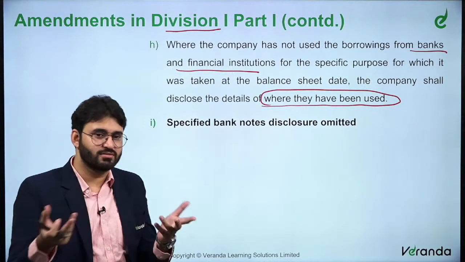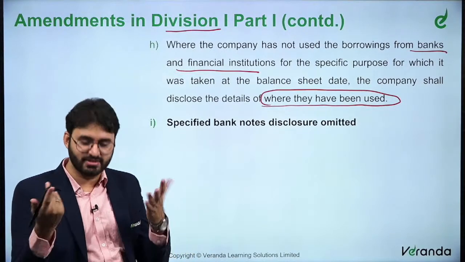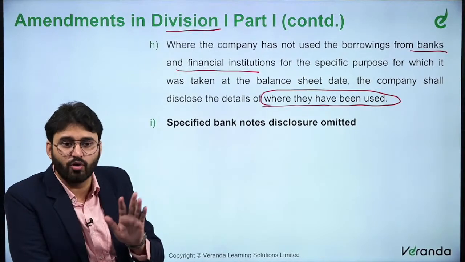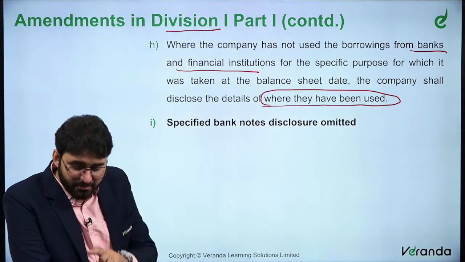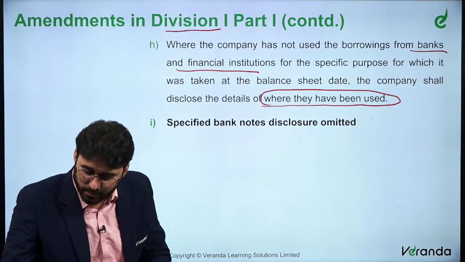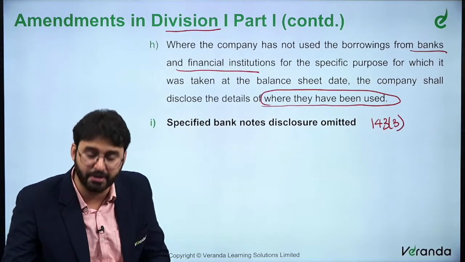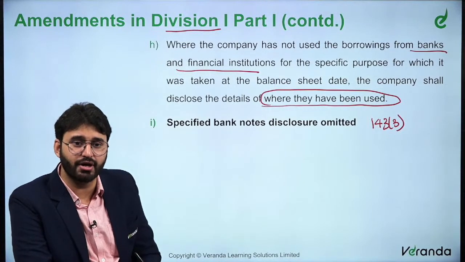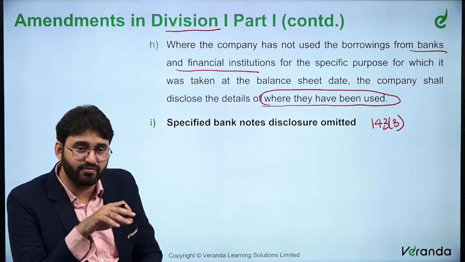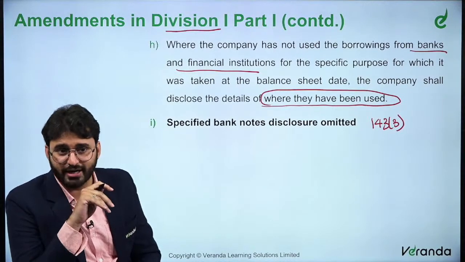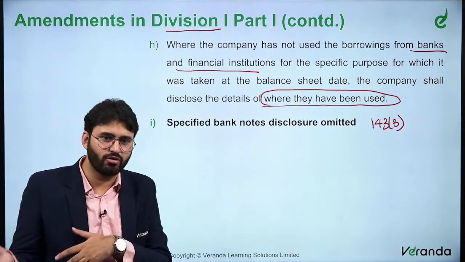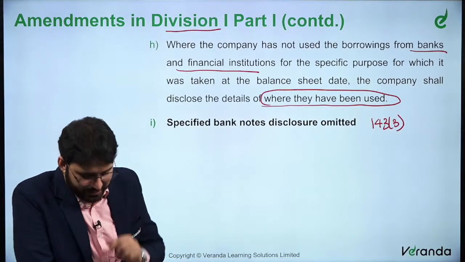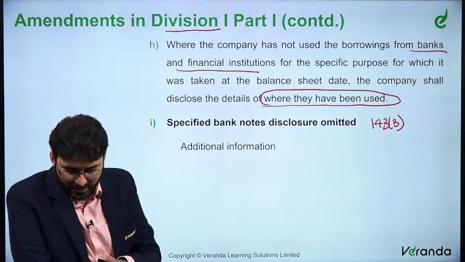Now demonetization is over, it's been 4-5 years, and still we don't know what the impact is anyway. So the specified bank note disclosure has been omitted, so it is no longer required. A similar disclosure was required under section 143 subsection 3, a reporting by the auditor. In the audit report under section 143(3), the auditor had to specify whether the disclosure is correct or not. So that is also consequently omitted because it is no longer relevant. This is the only omission.